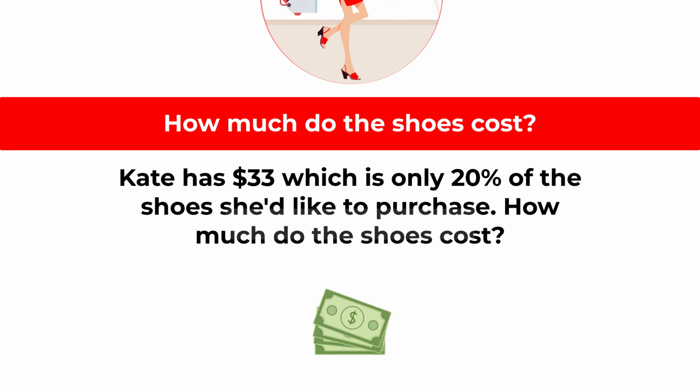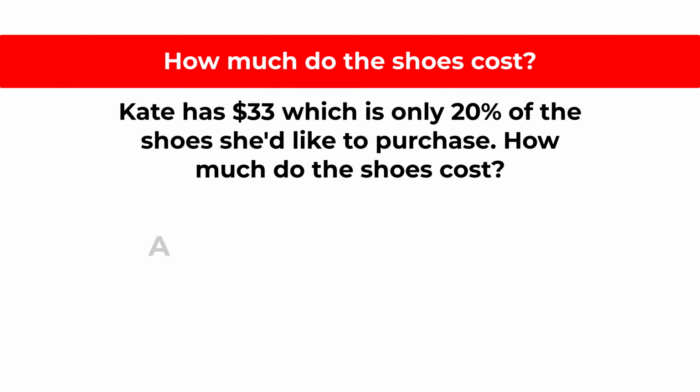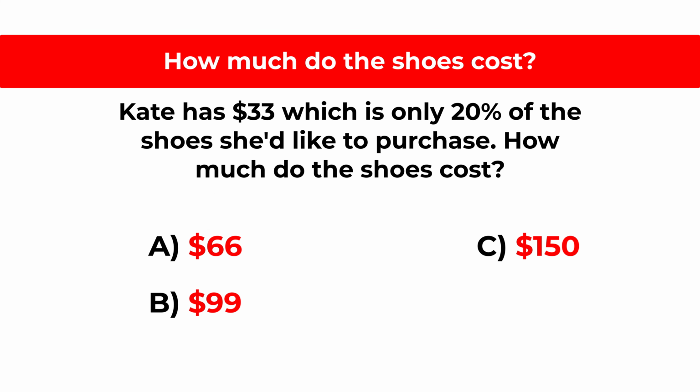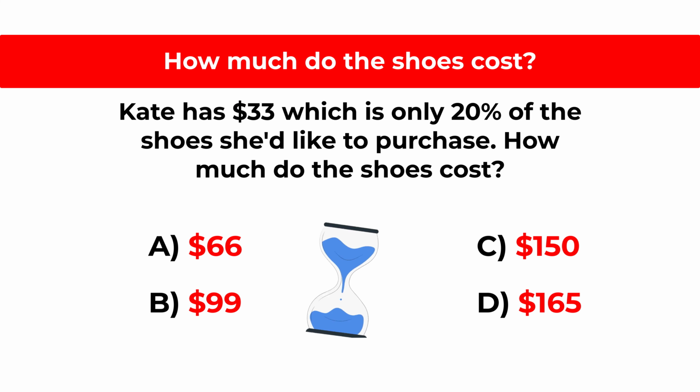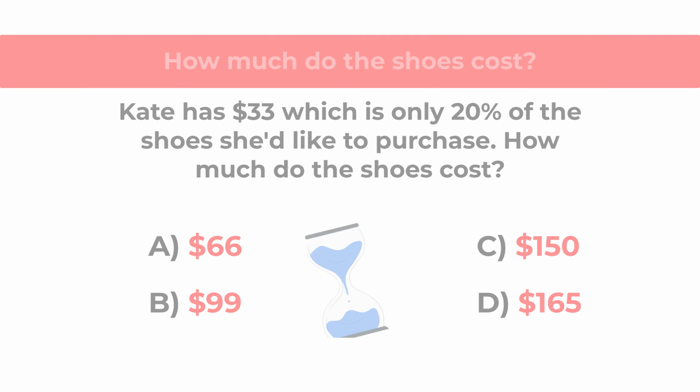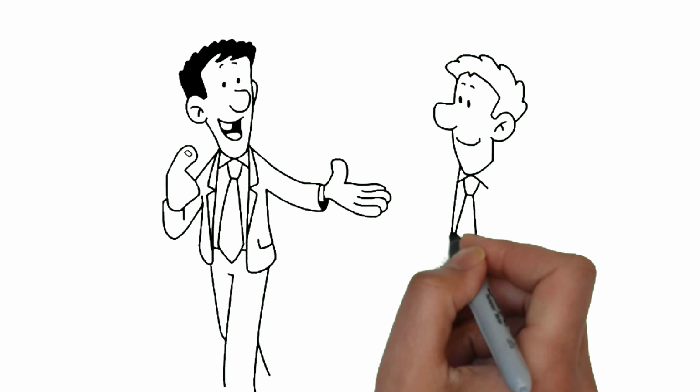And you're presented with 4 different choices. Choice A, $66. Choice B, $99. Choice C, $150. And choice D, $165. Can you calculate the answer? Give yourself 10 to 15 seconds, maybe 20 to 30 seconds, depending how well you are with math and percentages. Ready or not, let's go ahead and get to the correct solution together.